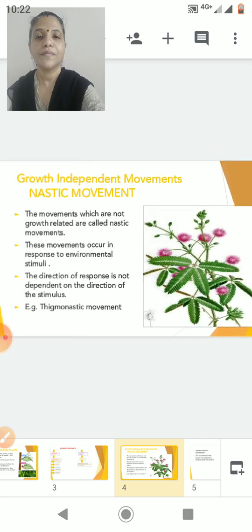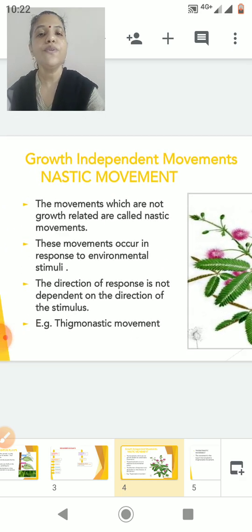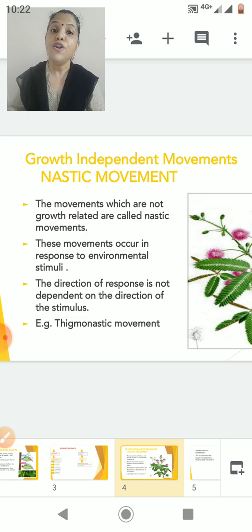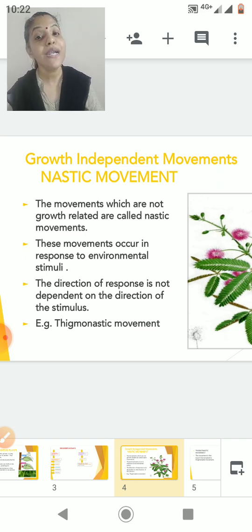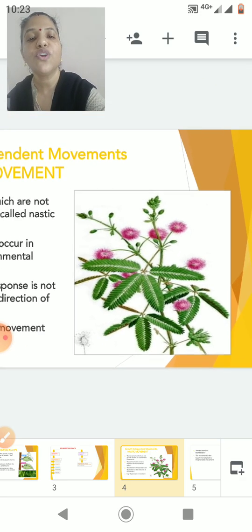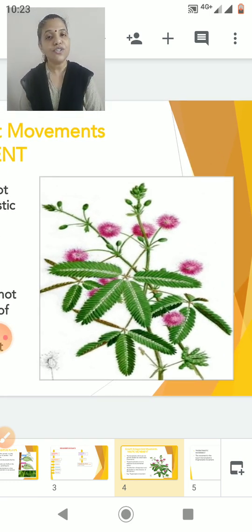So here we are going to study the growth-independent movement, that is the nastic movement. The movements which are not growth related are called nastic movements. These movements occur in response to an environmental stimulus. As I told you, the example is the touch-me-not plant. Now I will show you the picture of a touch-me-not plant. See, this is the picture of a touch-me-not plant. It is in the normal state, nobody has touched it. So you can see the leaves remaining in the expanded state.